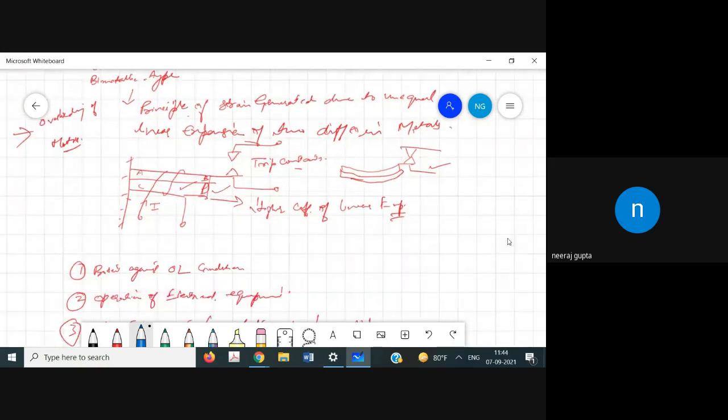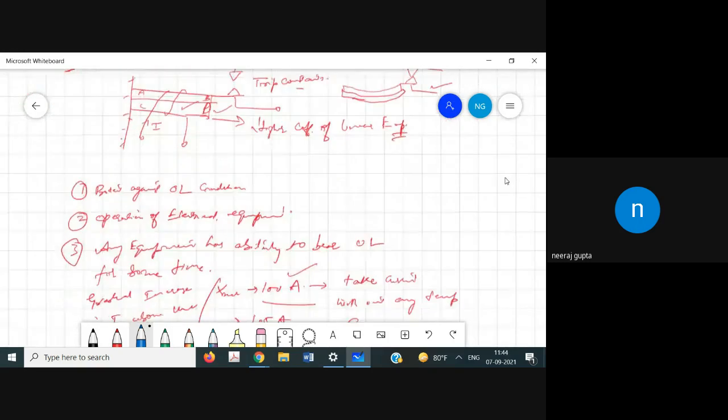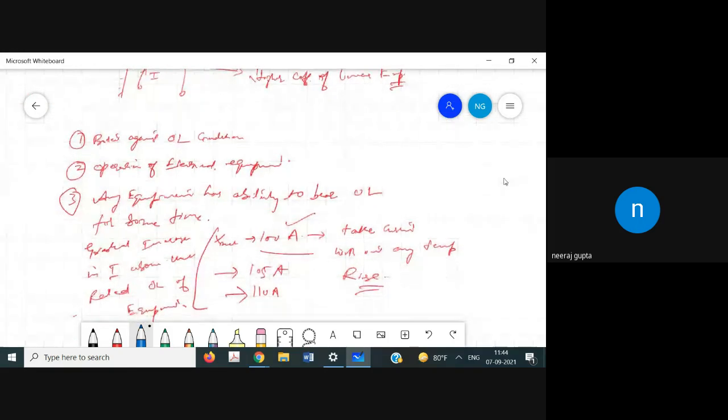After that, suppose overloading and fault, what is the difference between the overloading and the fault? So the difference is that in case of the fault the change is abrupt, however in case of overloading that change is gradual.